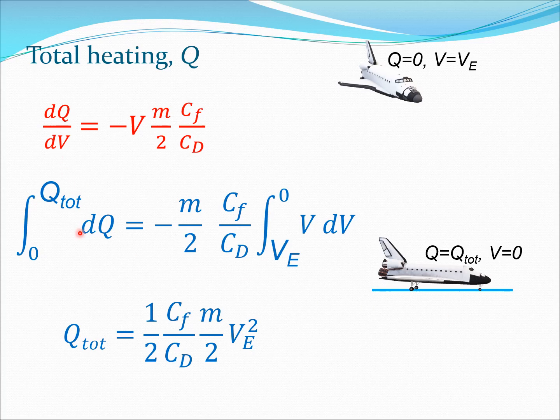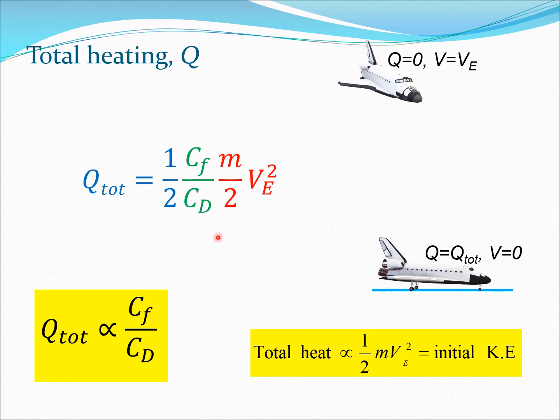So to do that, I write this equation in this form and integrate it between 0 at Ve and QT at 0. So this is basically in terms of the velocity, and so of course I immediately know the integral of v is v square by 2. The negative sign will go away because the integral is from 0 to Ve. So if we flip this integral, then the negative sign goes away. So I get this equation here, which is the integrated form, which gives me the total heating Q dot is half Cf by Cd m by 2 Ve square.